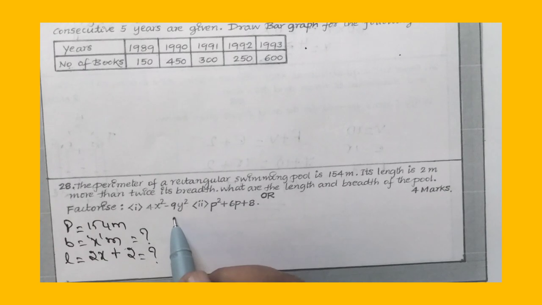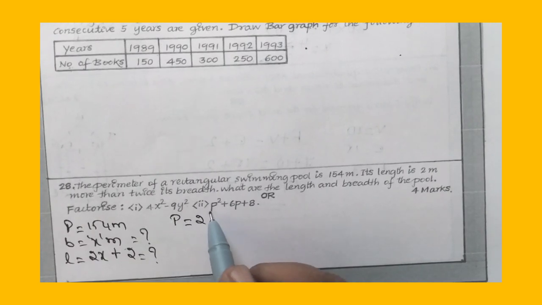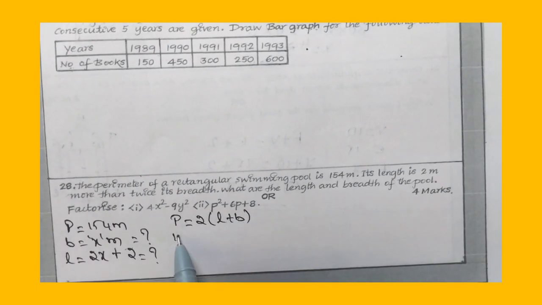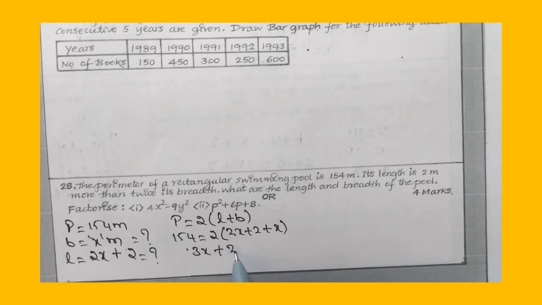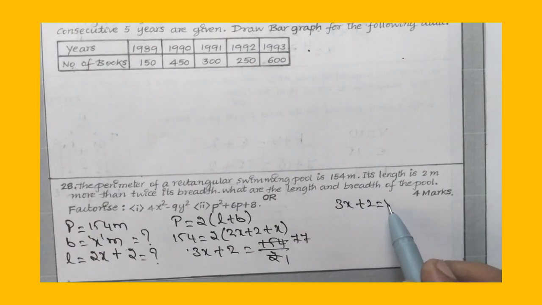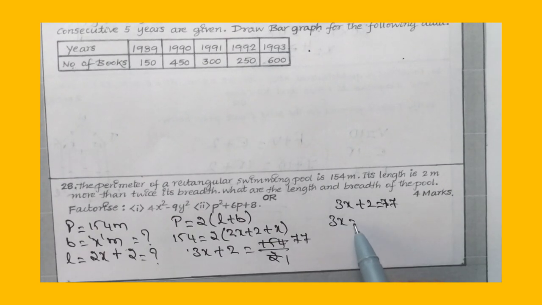Now we have to find out the measurement of the breadth and the measurement of the length. What is the formula for the perimeter of a rectangle? Perimeter is equal to 2 into (L plus B). Perimeter 154 is equal to 2 into (2x plus 2 plus x). So 2x plus x becomes 3x. So 3x plus 2 is equal to 154 divided by 2. This 2 you bring to the denominator. 2 sevens are 14. So 3x plus 2 is equal to 77. 3x is equal to 77 minus 2, so 3x is equal to 75. x is equal to 75 by 3. So x is equal to 25.